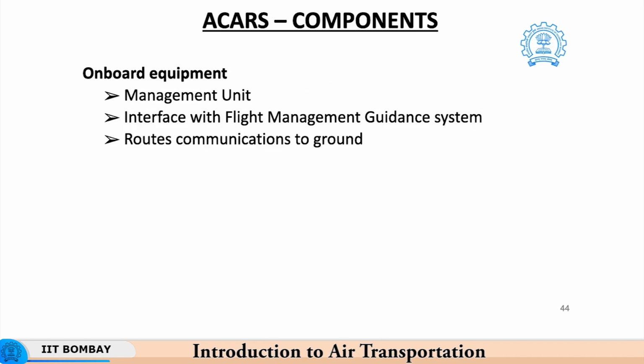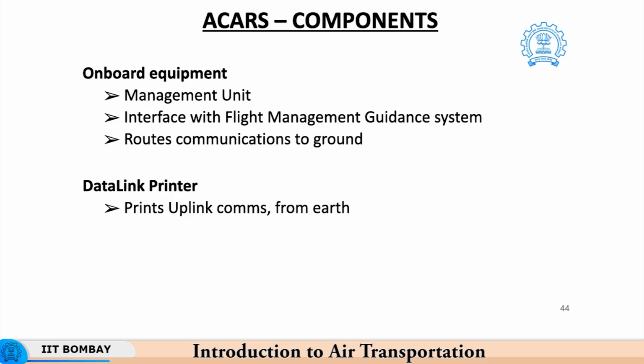So to understand the different components associated with ACARS, first we will deal with the onboard equipment, the equipment that is available on the aircraft. First equipment that is available is called the management unit. So it is basically an interface with the flight management guidance system, and hence provides communication, routes the communication to the ground.